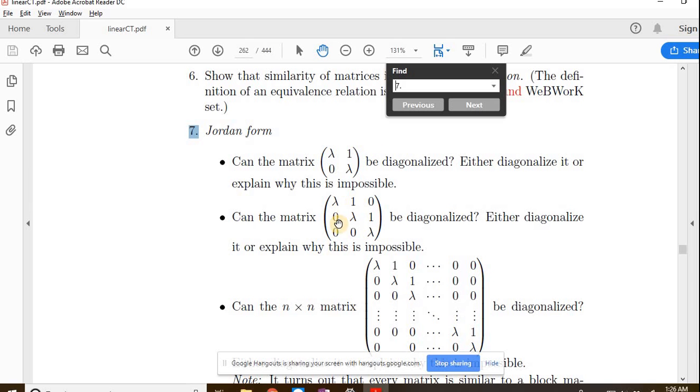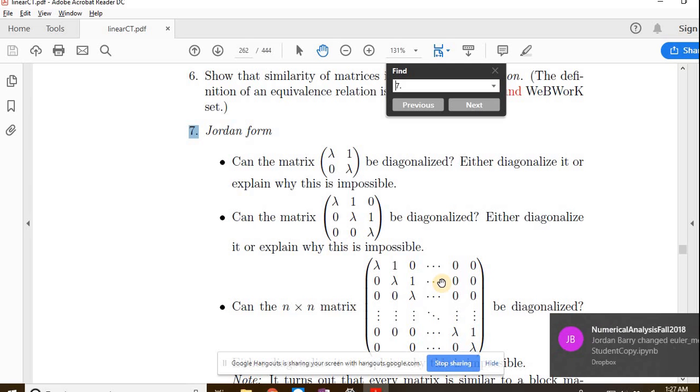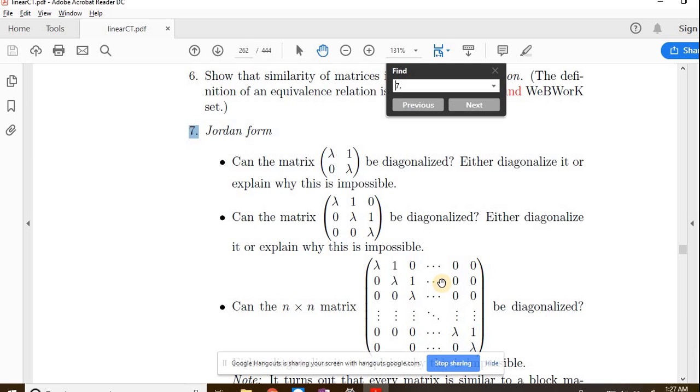So can you give me an eigenvector for this one? The 3 by 3? Isn't it 1, 0, 0? Yeah, 1, 0, 0 does the same thing. And then how about this one? One with all zeros. Okay, but that's one eigenvector. That's certainly not all the eigenvectors, but that's one eigenvector.